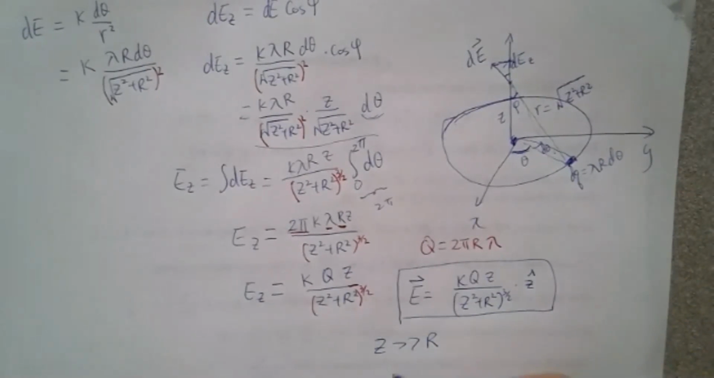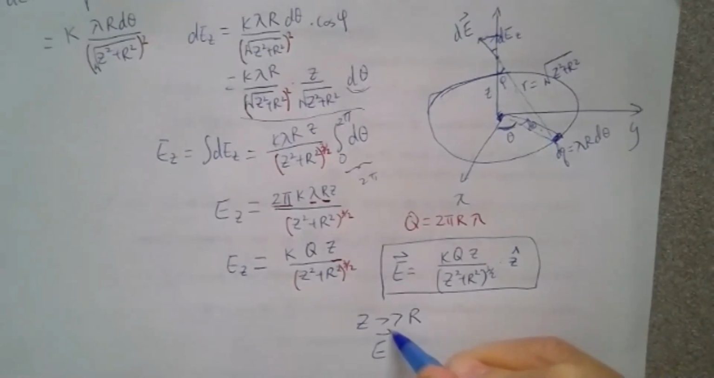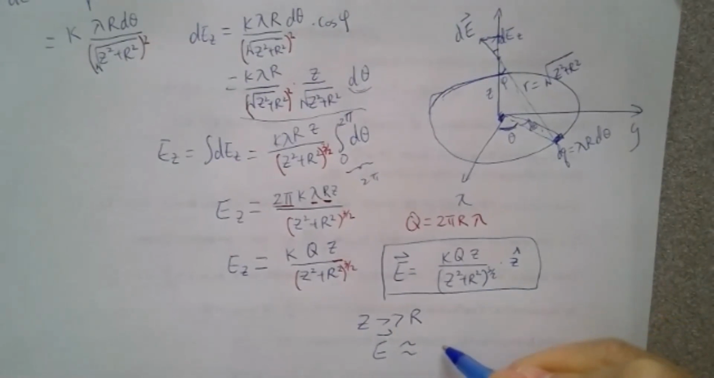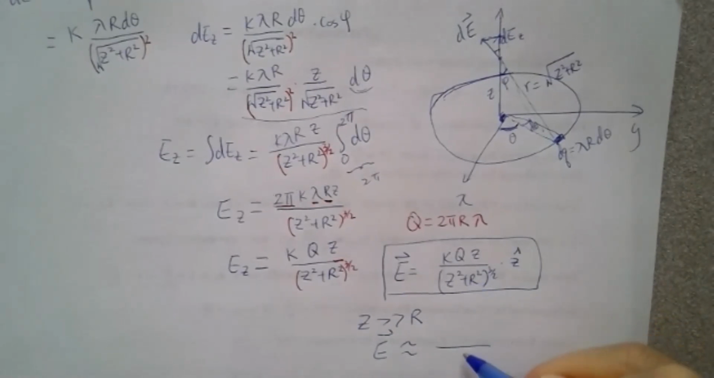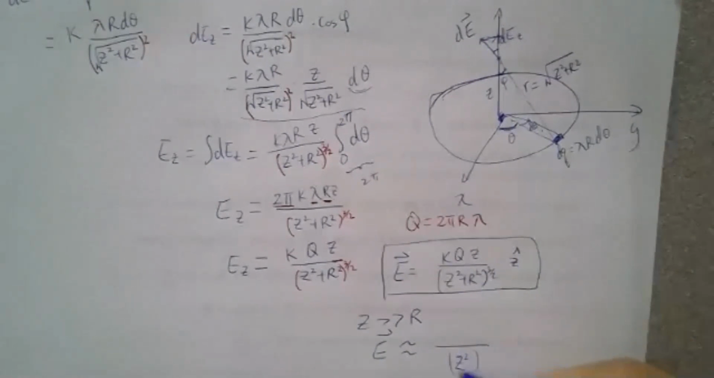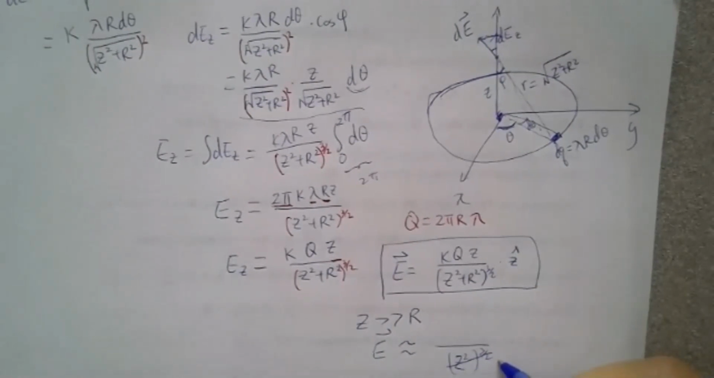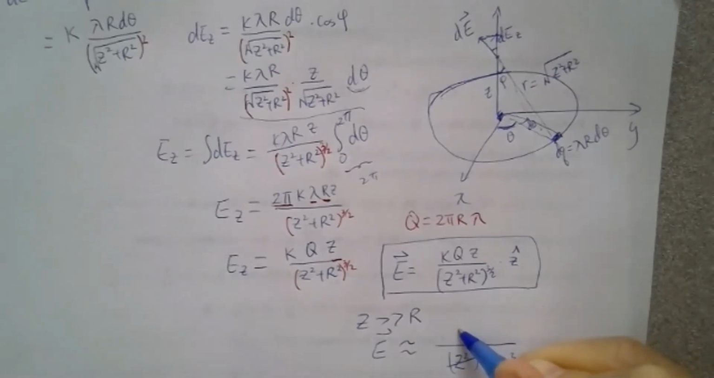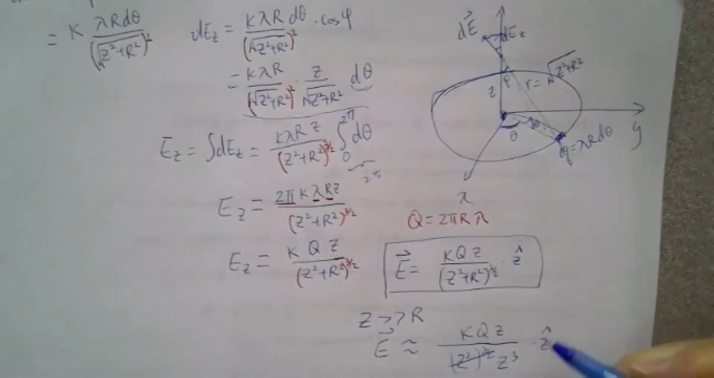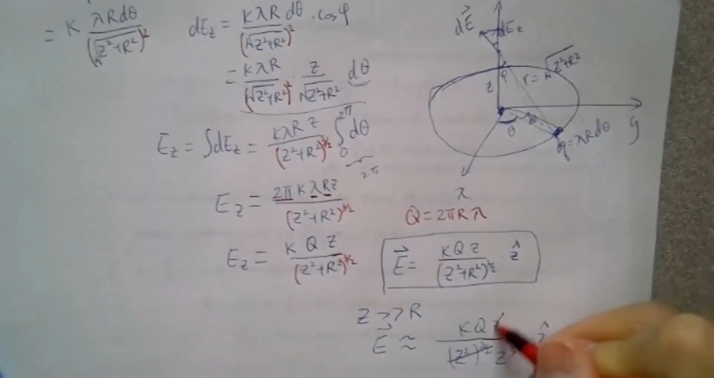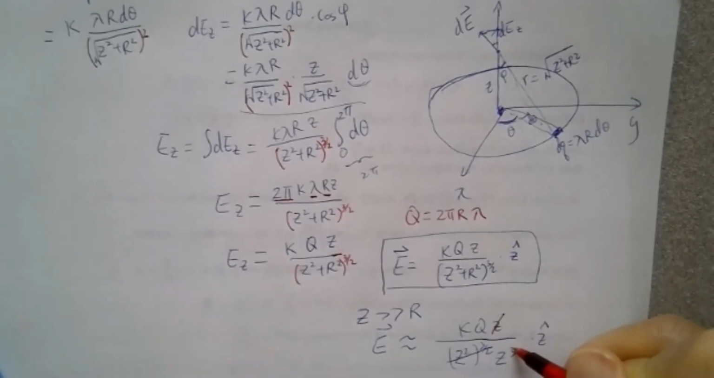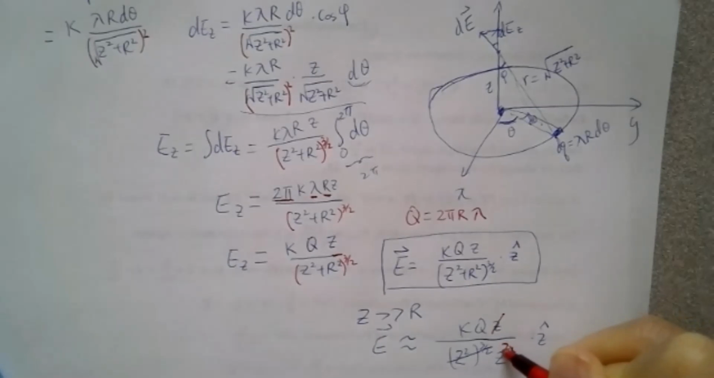Then the E field will be approximately equal to, in the bottom here, you'll just ignore the R because Z is much bigger. So Z squared to the 3/2 means Z to the 3rd. So this becomes Z to the 3rd at the bottom, and then KQZ times unit vector Z. In that case, this Z will cancel to give Z squared.